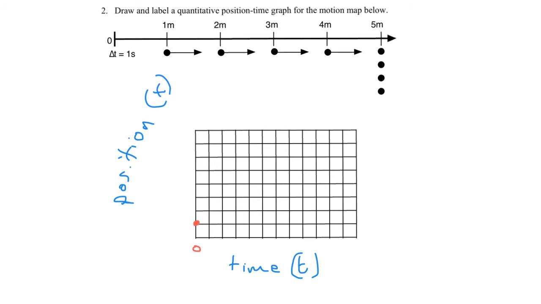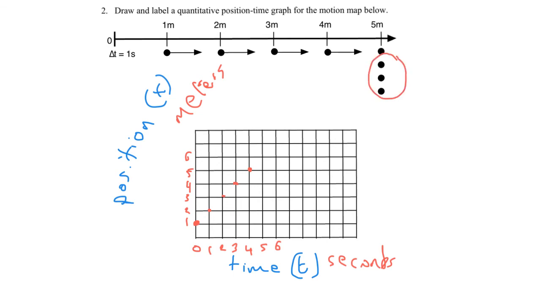Let me just insert the units here. And on the x-axis, that's in seconds. On the y-axis, it's in meters. 1 second later, it's at 2 meters. 2 seconds later, 3 meters. 3 seconds later, 4 meters. 4 seconds later, 5 meters. And then you have these 3 seconds here where the position doesn't change. So what that means is that you have the object staying at 5 meters for 3 seconds.